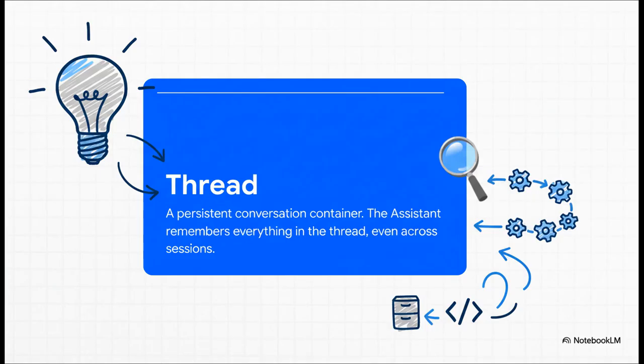Now, this thread thing, this is where the real magic happens. Just think of a thread as a single, permanent conversation. It's like a container for everything you and the user talk about. Someone can close the app, come back days, weeks later, and as long as you use that same thread ID, the assistant picks up the conversation right where you left off. That's the secret sauce for its long-term memory.